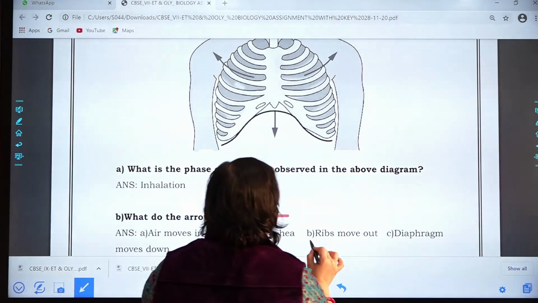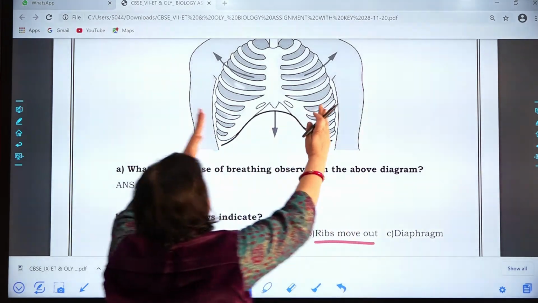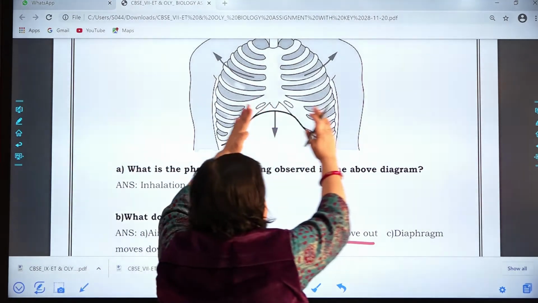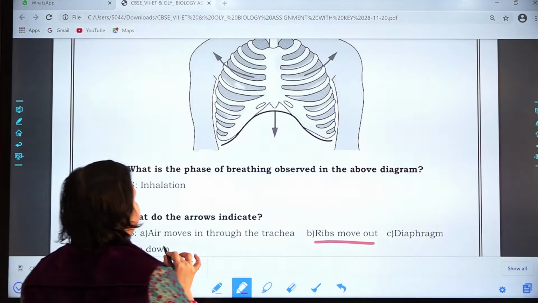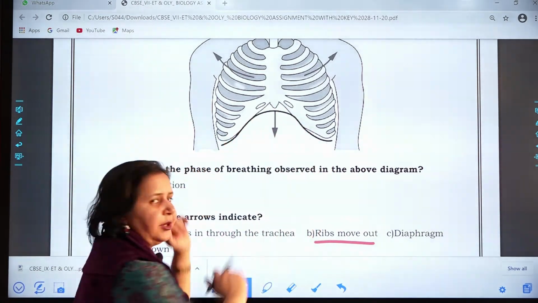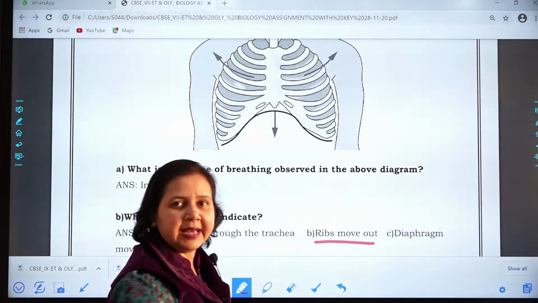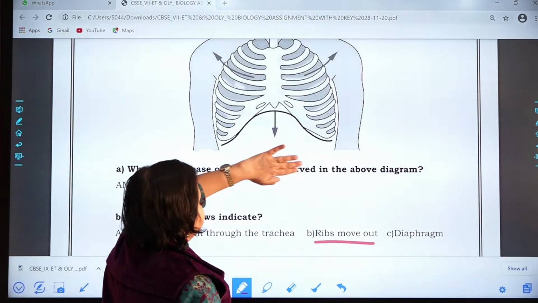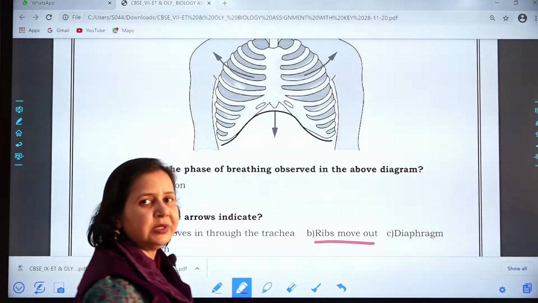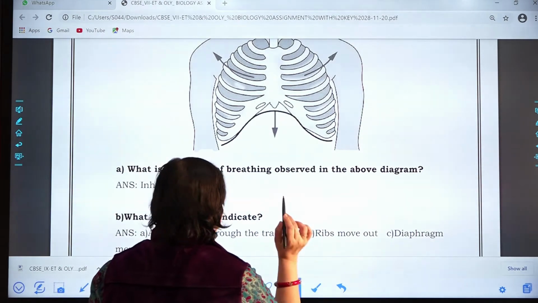B part, ribs move out. Whenever the air comes in, the ribs expand and move out. C, diaphragm moves down, which is shown by the arrow. What is a diaphragm? The muscular partition between the thoracic and the abdominal cavity. So this moves down. This entire diagram explains this.